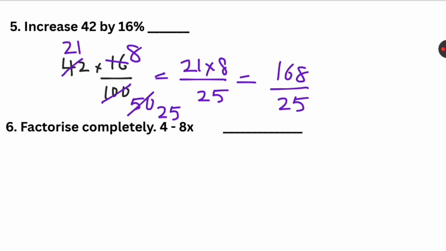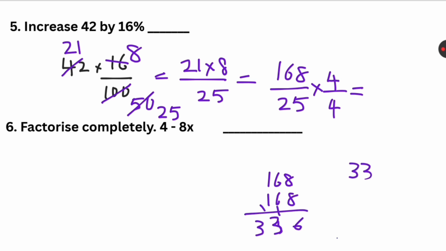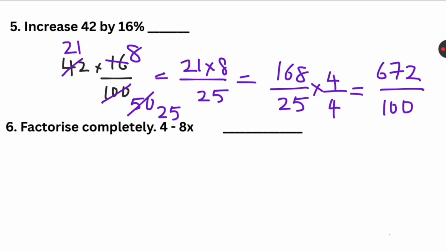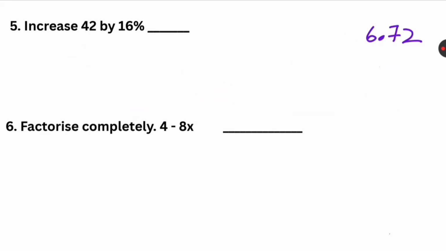To make this calculation easier, let's multiply by 4. Means 168 times 4. First you have to double this one. If you double this, we are going to get 336. Again if you double this one, we are going to get 672. So the numerator is going to be 672. 25 times 4 is 100. And 672 divided by 100 gives 6.72.